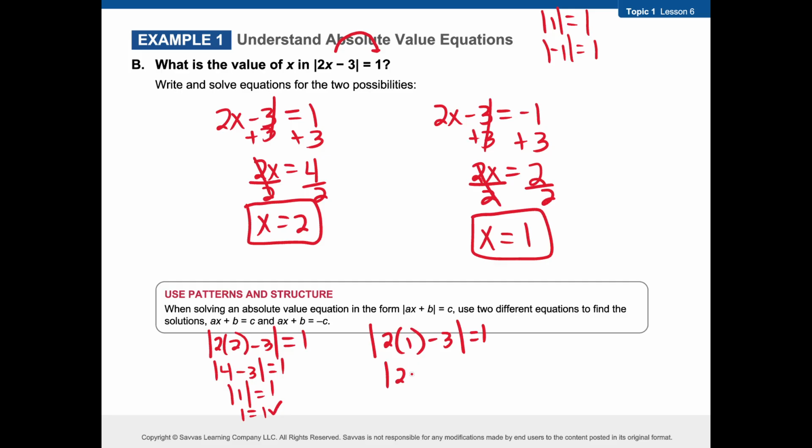2 minus 1 is 2. 2 times 1 is 2. 2 minus 3 is negative 1. Absolute value is 1. 1 equals 1. Yes. So my solutions would be 1 and 2.